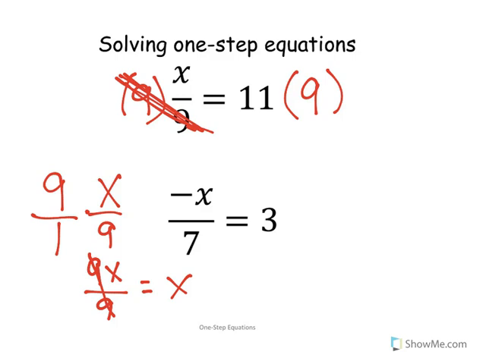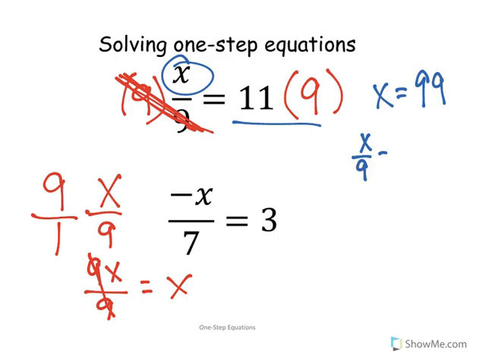All right, so back to the problem. So we were just left with x over here is equal to 11 times 9, which is 99. And if we want to do a quick check of that, we rewrite the original, we substitute, and we do our division. And there's your check.